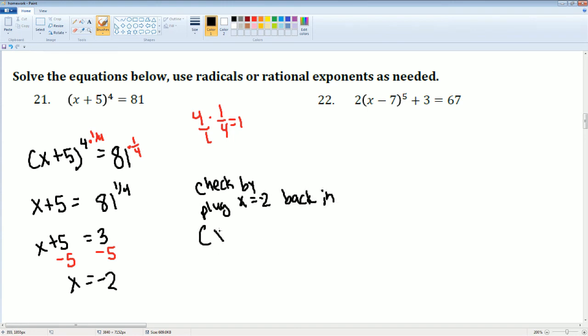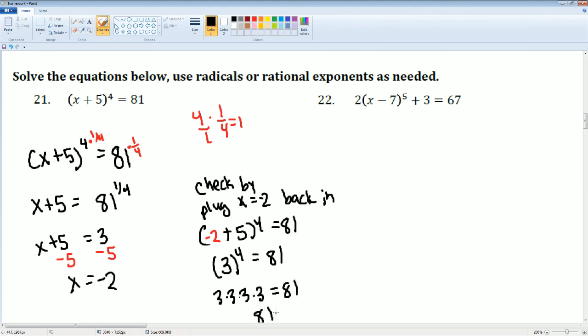Okay, if you want to check, you plug x = -2 back in. So here it is: x plus 5 to the 4th power is equal to 81. Okay? Do you see x? I'm going to erase it and just write -2. Right? Okay. What's -2 plus 5? That's 3. 3 to the 4th power is what? 3 times 3 times 3 times 3. Does that equal 81? That is true. 81 is equal to 81. That's why we did it correctly. Green check mark. That's how you check that it's correct. So this is correct. All right.